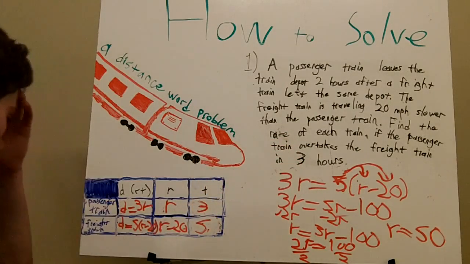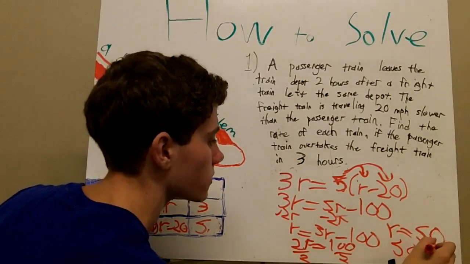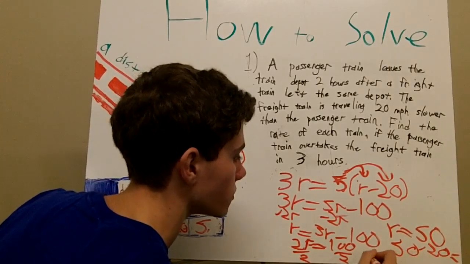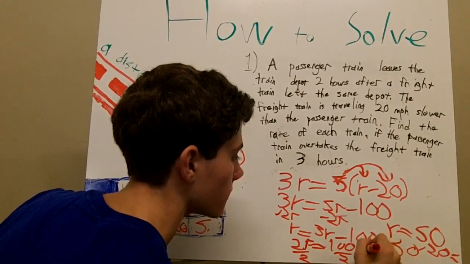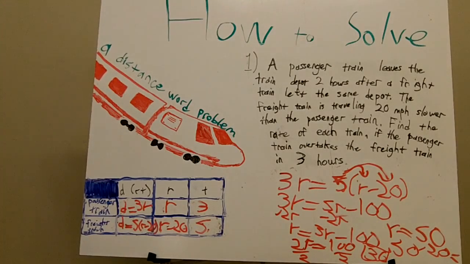And so all we need to do for the second part is take 50, subtract 20, which equals 30. And that's our answer.